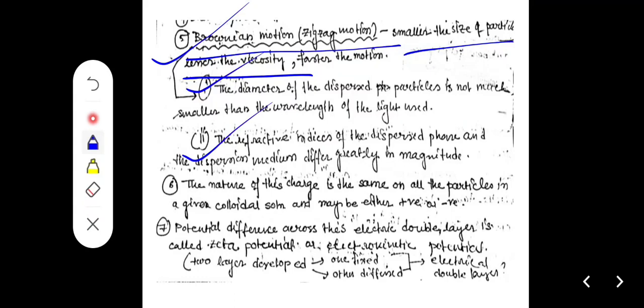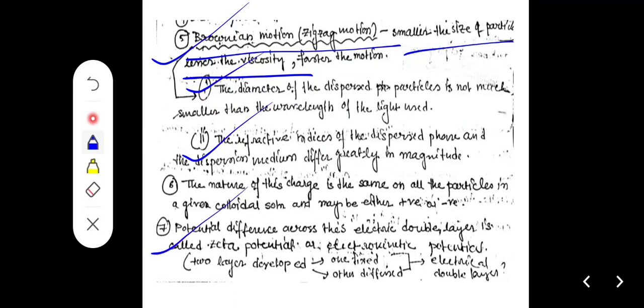The nature of the charge is the same on all the particles in a given colloidal solution, either positive or negative. If some portion of the colloid is positive, always remember the whole colloidal solution is positive. If some portion is negative, the whole colloidal solution is negative. Last one, the potential difference across this electric double layer is called zeta potential.